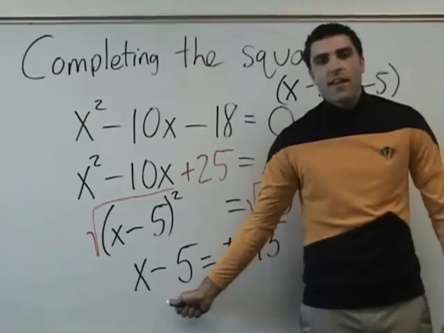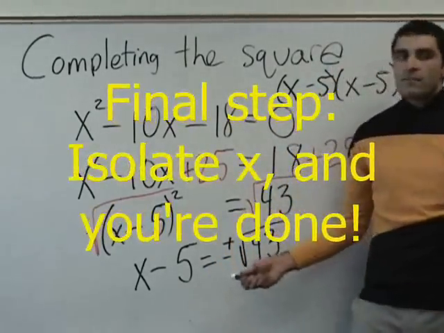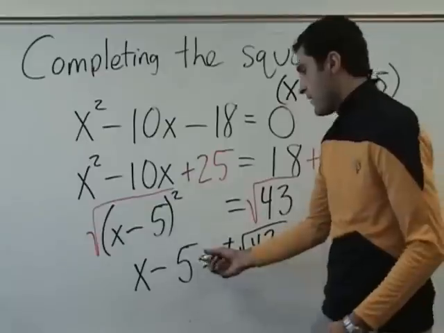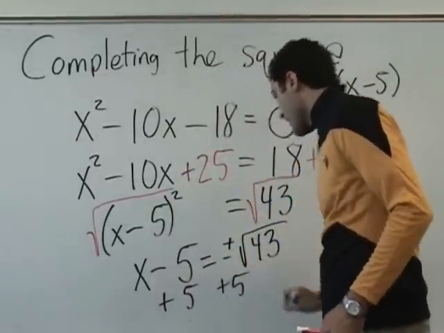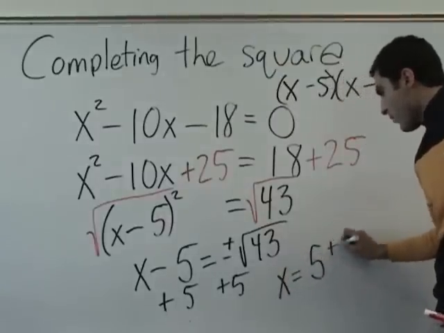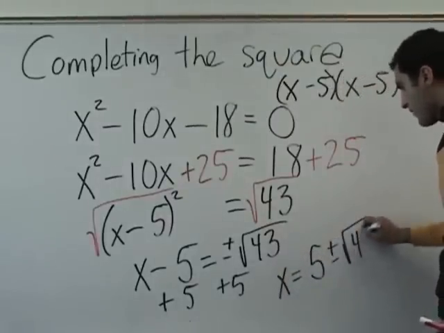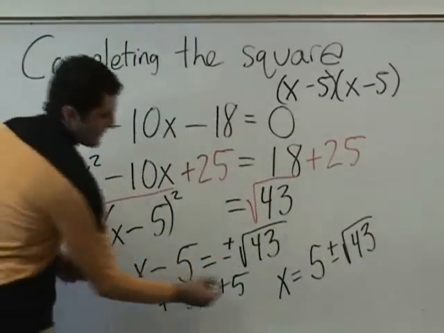So is x by itself yet? We solved it? No, what do we do with both sides? Add 5, and we're done. That's completing the square. Plus 5. So that the problem is done. Our answer is x equals 5 plus or minus the square root of 43. Wait, that's the answer? That's the answer.